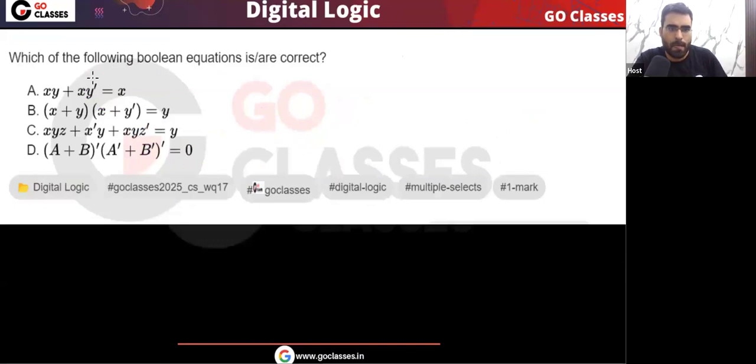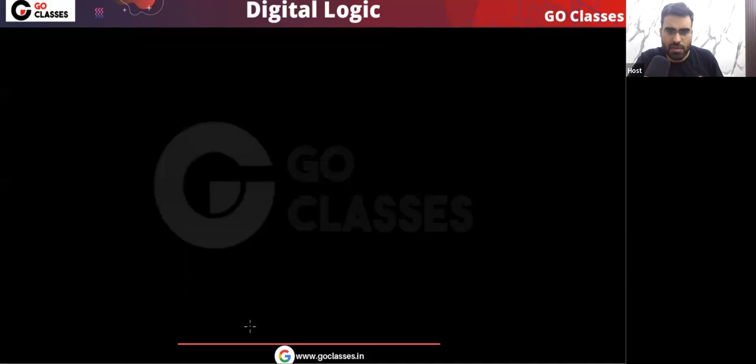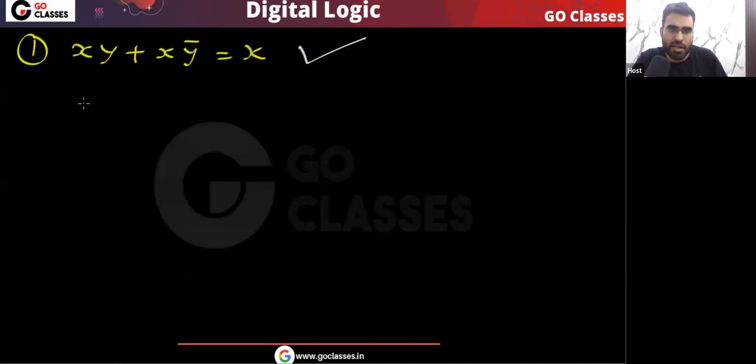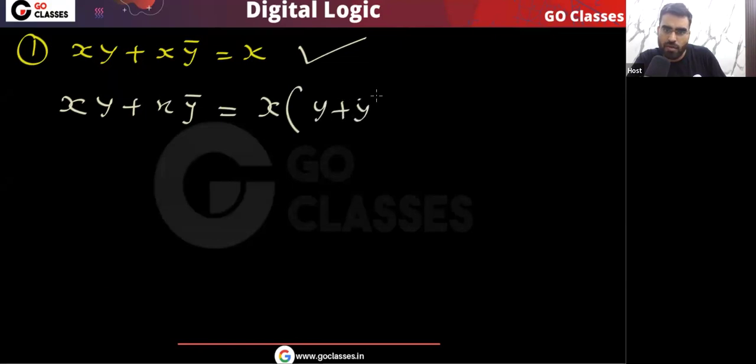Let's solve this question now. Which of the following Boolean equations is or are correct? Some Boolean equations are given to you. Which of them are correct? Let's check. xy or xy bar is equal to x. Is this correct? Yes, this equation is actually correct because you can take x common. Then you will get x(y or y bar), and that is the same as x and 1. x and 1 is equal to x. So very simple. This is your option A.